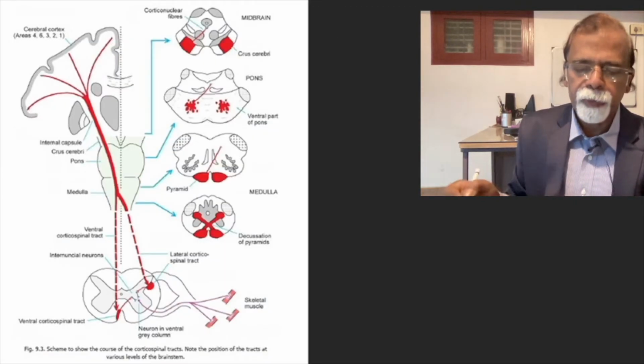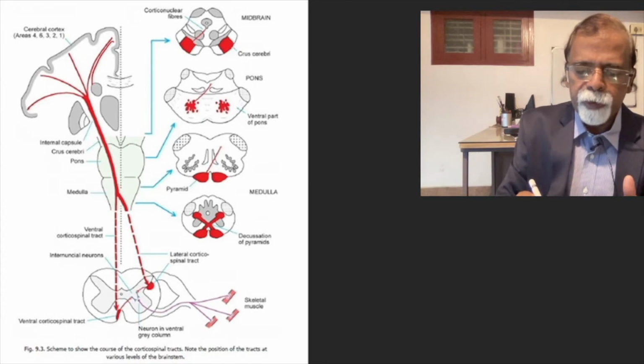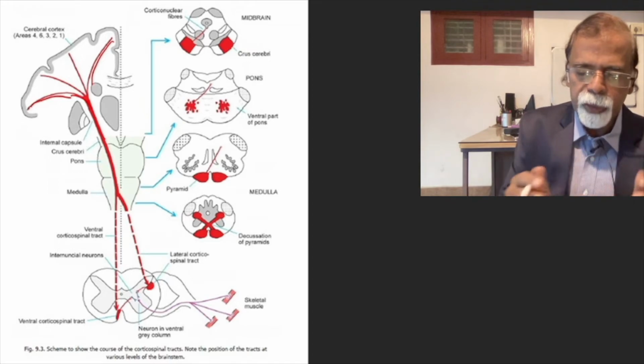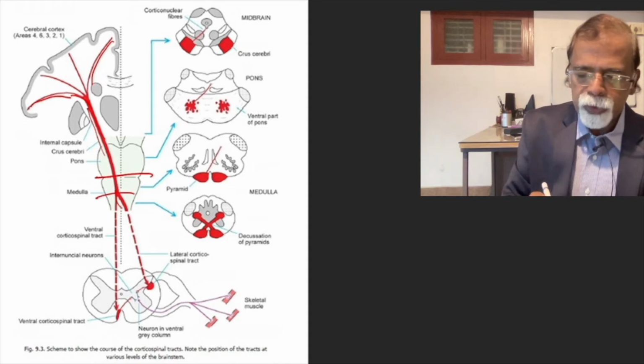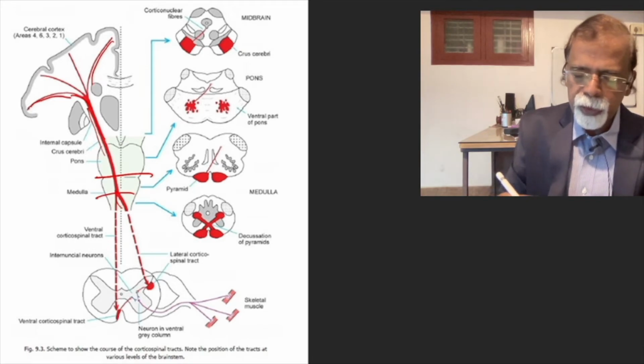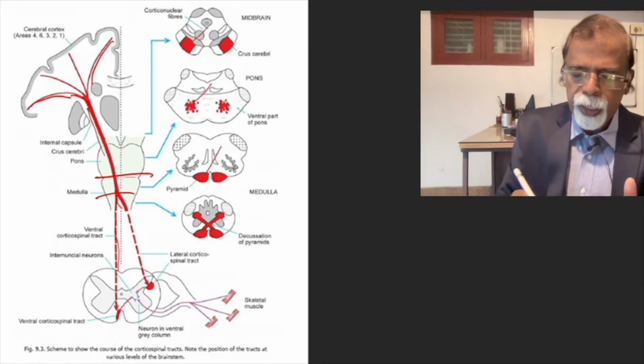This is a little more clear picture. Again, you can see the fibers are descending down, passing through the internal capsule. All the fibers are close together. Then it comes through the midbrain. So this is the midbrain. And here comes the pons, and in the medulla it is crossing. So the majority of the corticospinal tract is crossing.